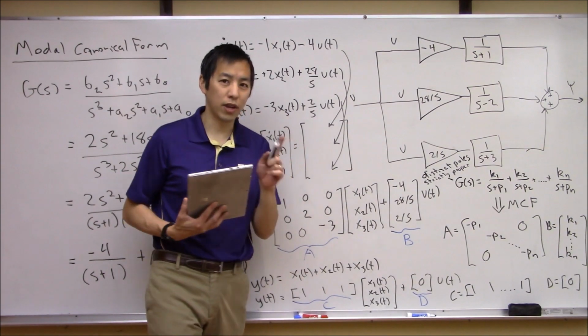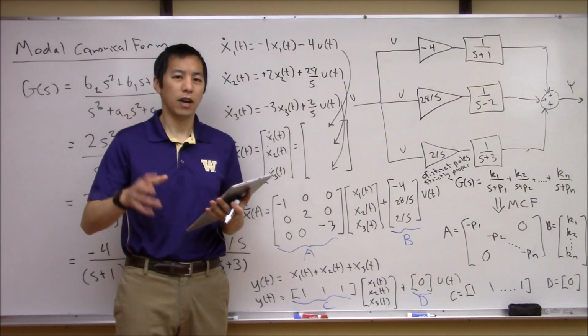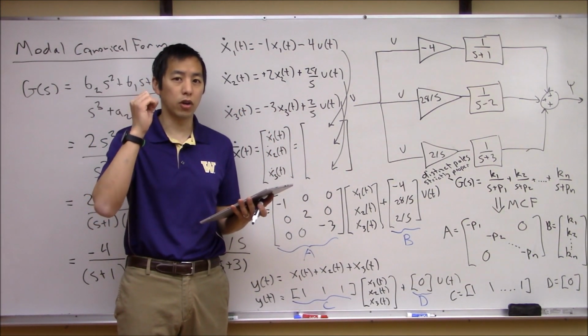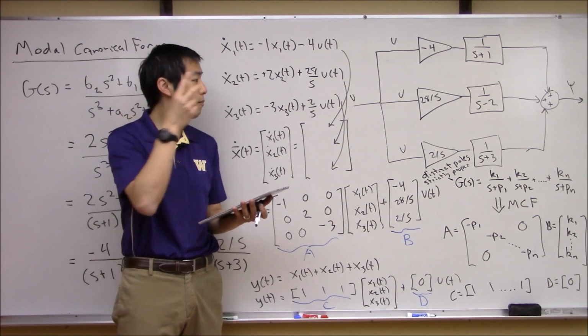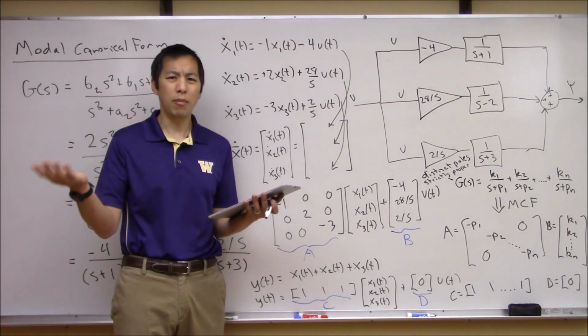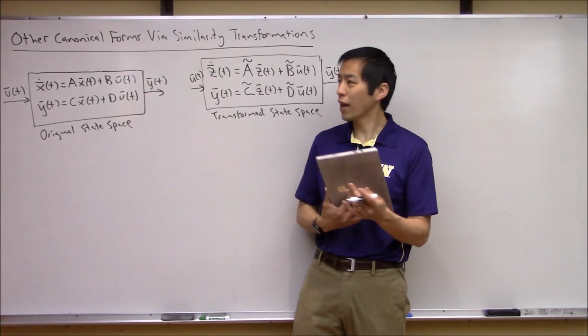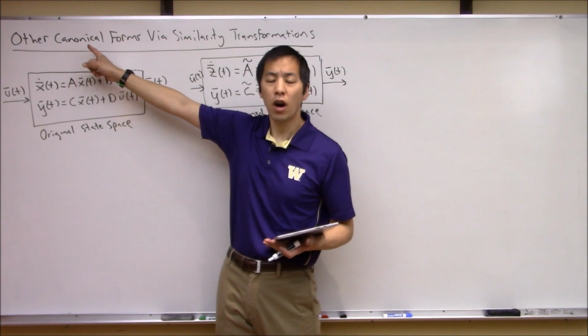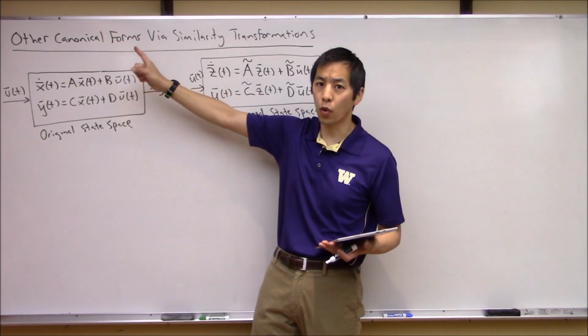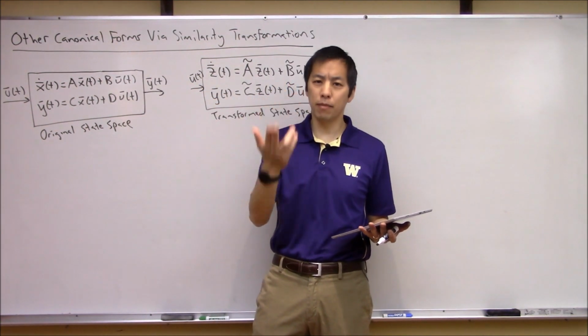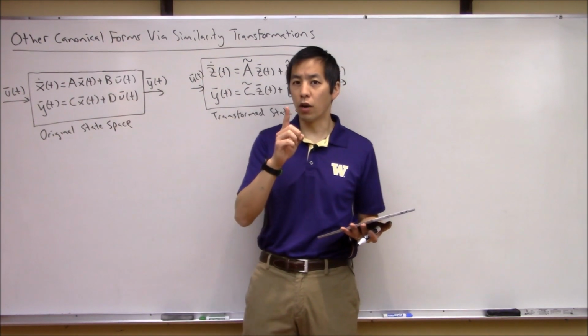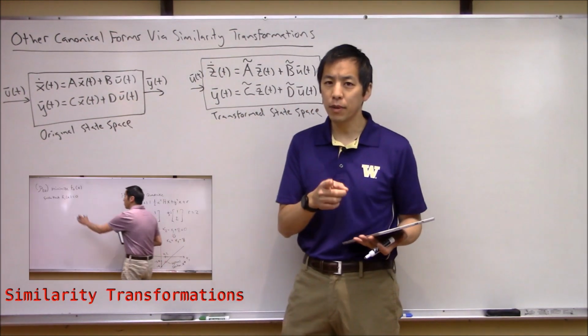So that's interesting. Now, if you think about this long enough, we've looked at controllable canonical form and modal canonical form. How many others of them are there? To answer that question, I'd like to look at other possible canonical forms using a similarity transformation. Remember, in our previous video, we discussed similarity transformations.